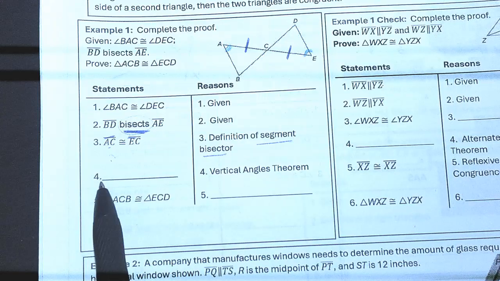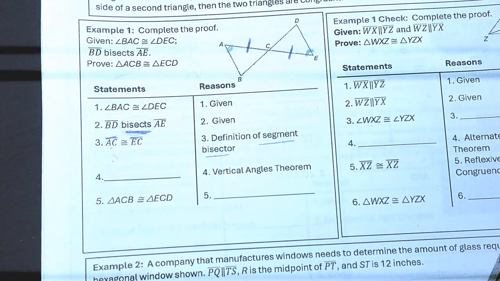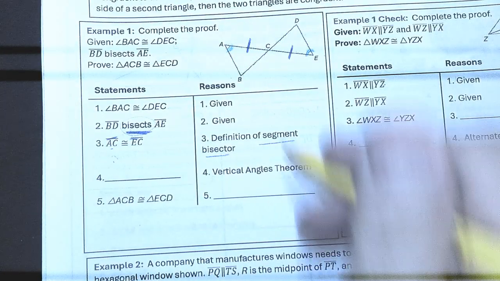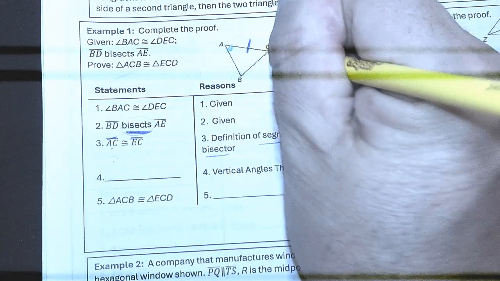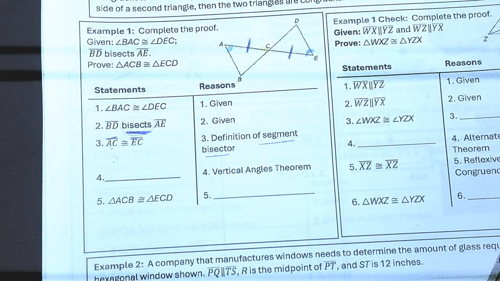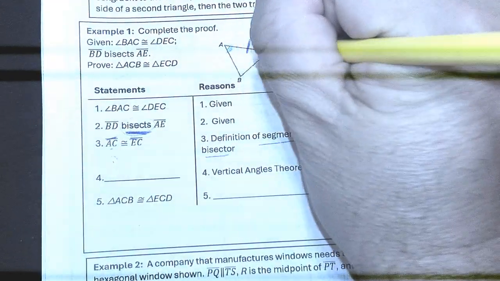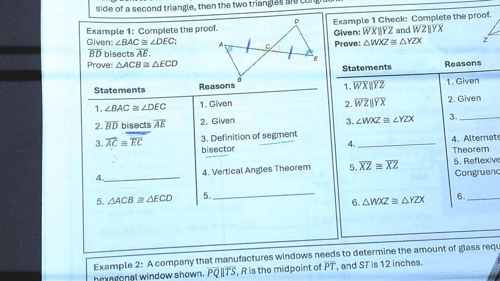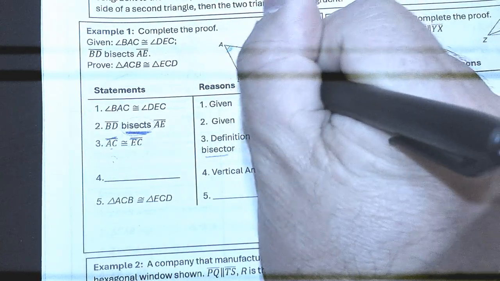All right, so back to this. Number 4 says vertical angles theorem. I want to do something I've been doing, and I'm hoping this will help it stick. Here in the middle of these two triangles, they're butted up against each other, and their points in the middle, their vertices, make an X. It's hard to see, but these are vertical angles.